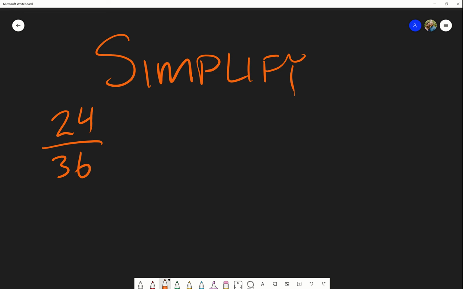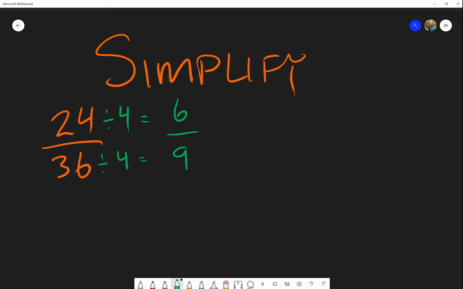So we're going to do that by saying, all right, what number can 24 and 36 both be divided by? What's a number that 24 and 36 can both be divided by? 4 is an option. Let's say they can both be divided by 4. They can. So we're going to divide our top number by 4 and our bottom number by 4. We're going to get 24 divided by 4 equals 6, and 36 divided by 4 equals 9, 6/9.